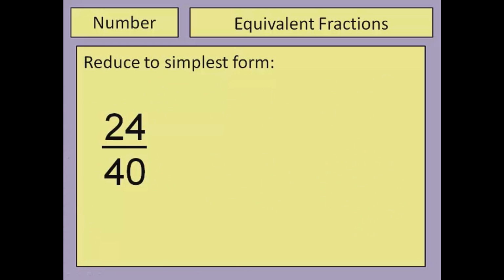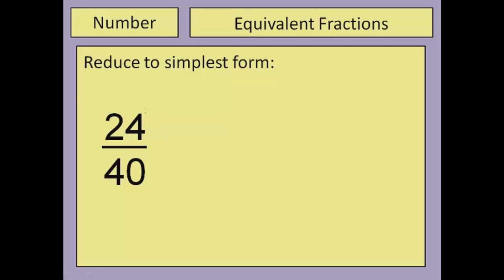One more thing you have to be able to do using equivalent fractions is reduce fractions to simplest form. The simplest form of a fraction means that you've cancelled all of the numbers down as much as possible to make them as small as possible. So in this one at the moment, 24 out of 40, we could write that in a different way where both numbers were smaller.